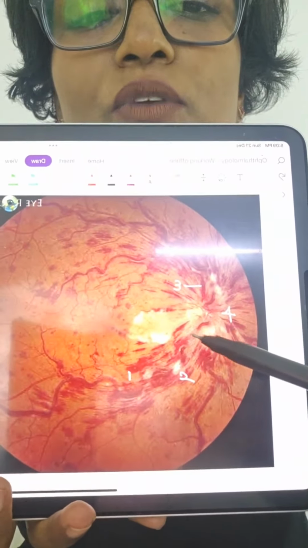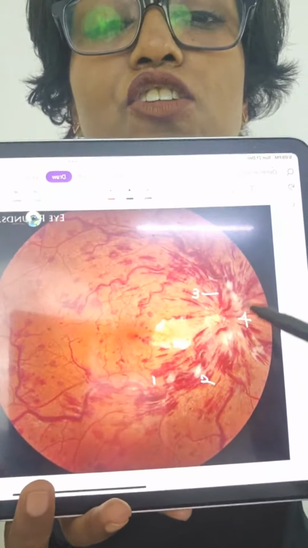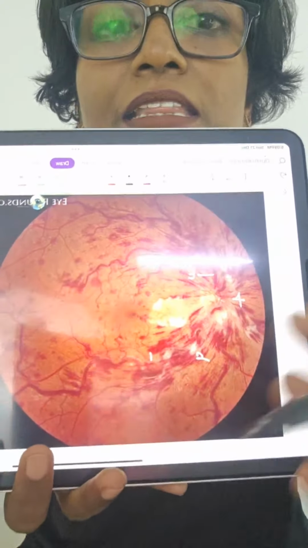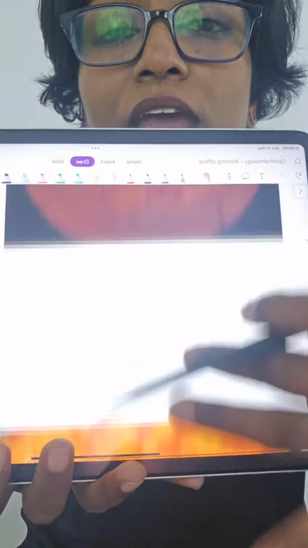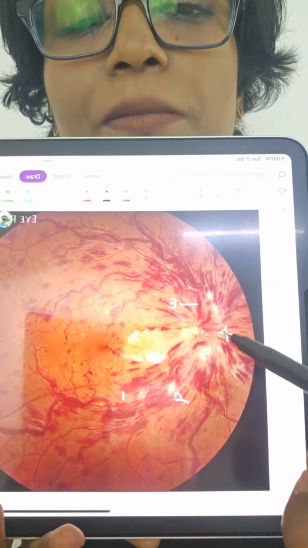And if you can see the disc here, this is the right fundus. So the optic disc is nasal, it is this side, the macula is temporal to the optic disc. The previous image was a left fundus, this is left fundus, okay, this is right fundus. Now you can see the nasal margin is blurred.